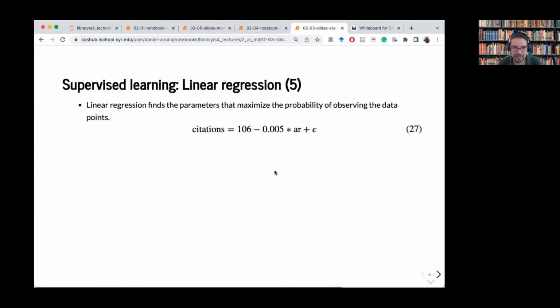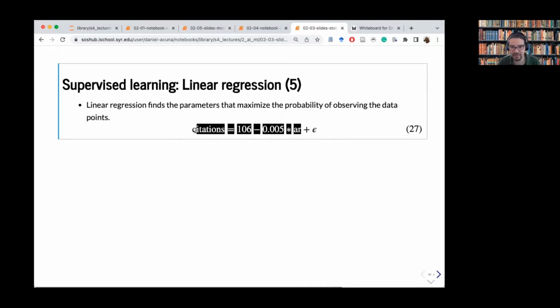And I found that the citations are 106 minus this. It's a little strange, but it's saying that to predict the citations of a paper based on the author ranking, you could use this equation. This is usually what you will get out of a regression analysis. So question for you: how can you interpret this? What does this mean? If your method finds this equation, what can you extract out of this to try to interpret the data?